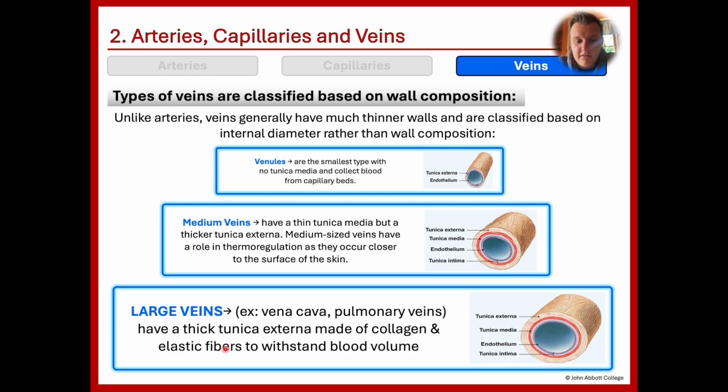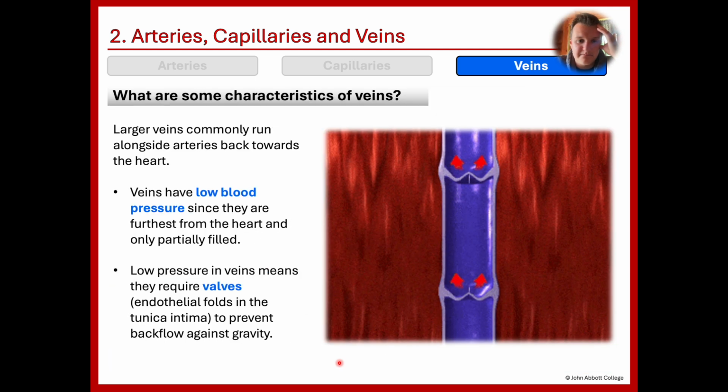They're very big vessels. They have a thick tunica externa made of collagen and elastic fibers to withstand the high amount of blood volume, right? Because they're the reservoirs. They actually hold a lot of blood. They're a bit floppy too. We're going to see that in a minute.